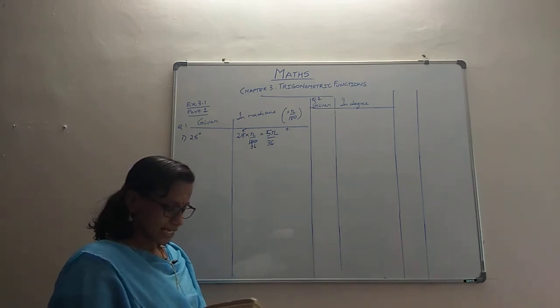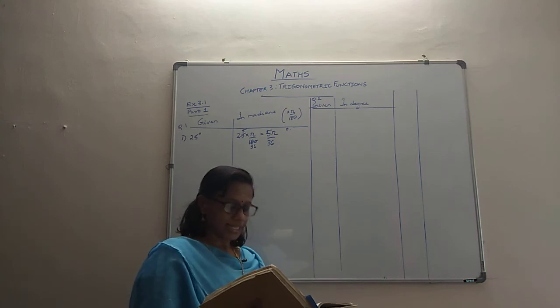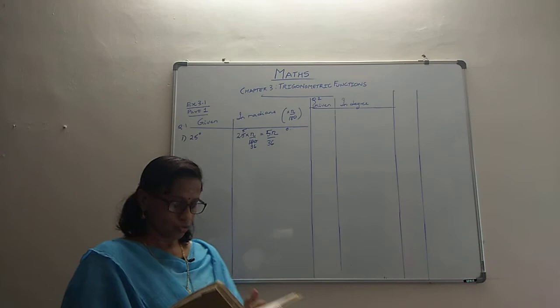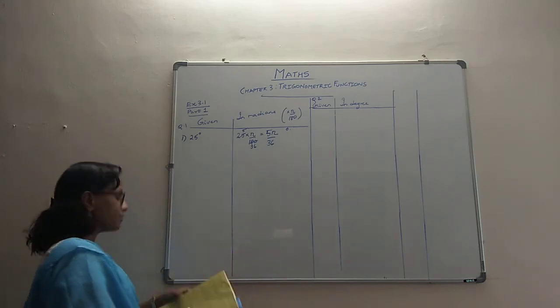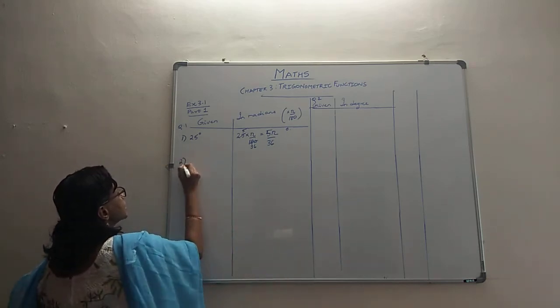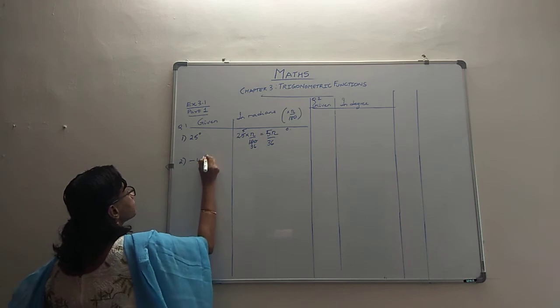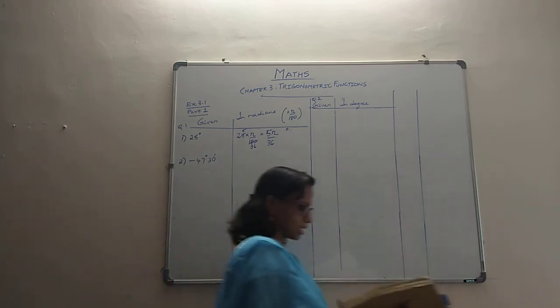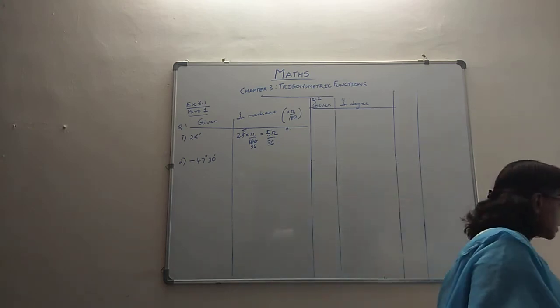Our next angle is minus 47 degrees 30 minutes. Now degree is further subdivided into minutes and seconds. Let me check. Minus 47 degrees 30 minutes. Yes, so that is the correct question.